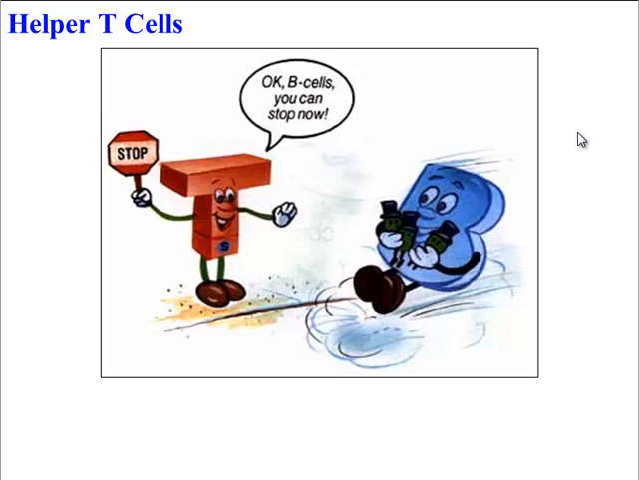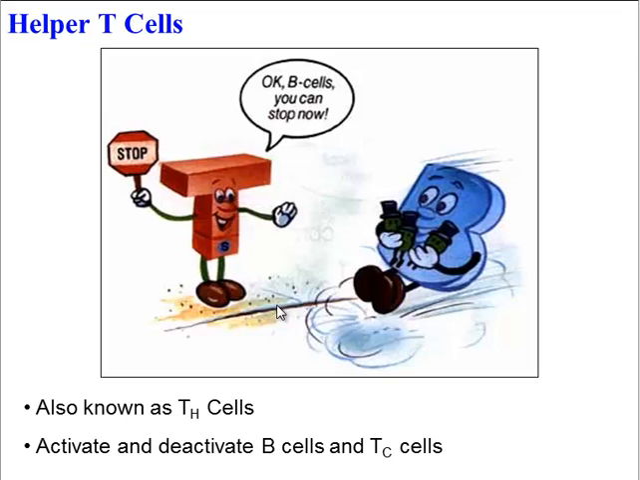Finally, another important part of acquired immunity is helper T cells. Helper T cells do just that. They help B cells and cytotoxic T cells do their job. So they might activate B cells or they might deactivate B cells.